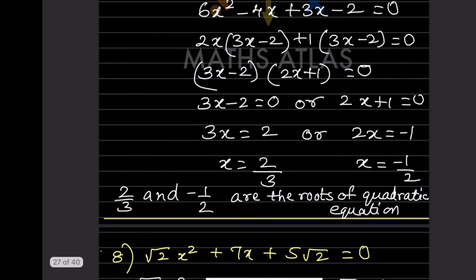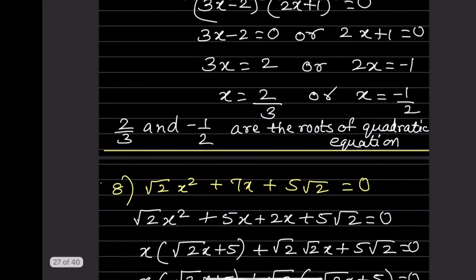So what are you going to write here? 3x is minus 2, which will become plus 2, and here 2x is going to be minus 1. So x is 2 by 3, because this is multiplication, so that is going to go in the denominator. Again here, this x will be as it is, multiplication, so that will go in the denominator. You can also write here or.